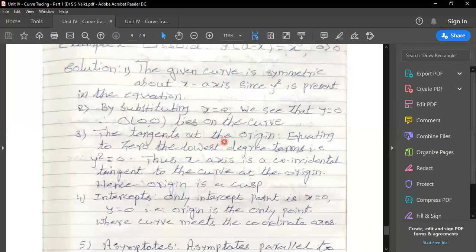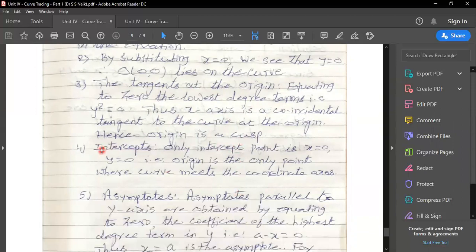The tangents at the origin are obtained by equating to 0 the lowest degree term, that is y square equal to 0. Thus, the x-axis is the coincident tangent to the curve at the origin. Hence, the origin is a cusp, because here the two tangents are equal. Then the next point, intercepts: the only intercept point is x equal to 0, y equal to 0. That is, the origin is the only point where the curve meets the coordinate axis.